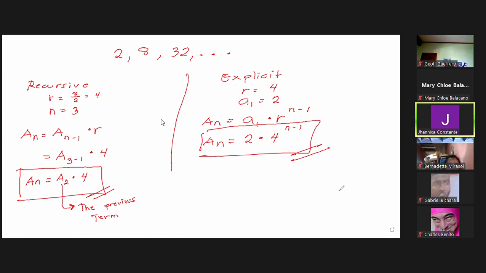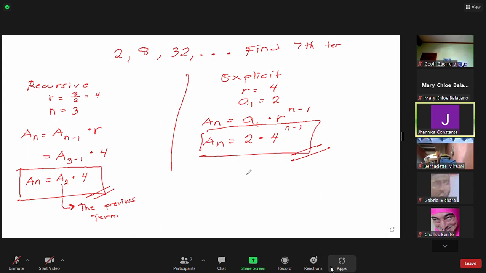So for example, since we already have the explicit formula of our geometric sequence, we're going to find the seventh term of our sequence. Since the problem mentions that we need to find the seventh term, we only use the explicit. We can't use the recursive. Okay? When you're finding the seventh term, or any specific term in the sequence, you're not going to use the recursive formula. You always use the explicit formula.